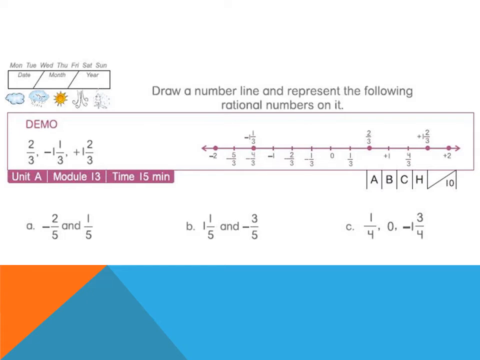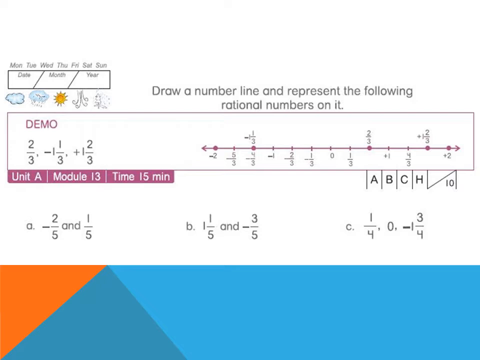So here in module number 13, draw a number line and represent the following rational numbers on it. Look at the demo. 2 by 3, minus 1 1 by 3 and plus 1 2 by 3. Here all the three numbers have the same denominator 3, so it is easy for us. See, look at the number line on the right hand side.